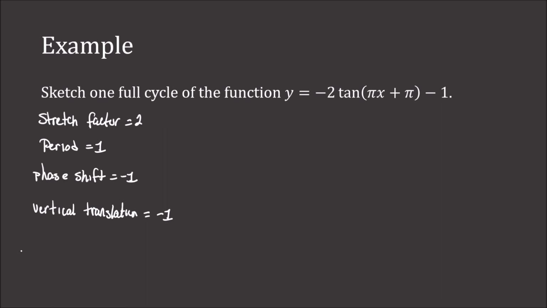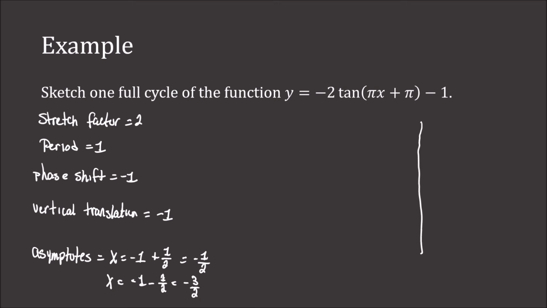So the asymptotes, we will have x is equal to negative 1 plus 1/2. So we get negative 1/2. And then we also have x is equal to negative 1 minus 1/2, which is negative 3/2. Now we only need the two asymptotes because we're only looking at one full rotation. Both of the asymptotes are negative, so we only need the left side of the graph. Let's say this is negative 1/2 here. This would be 1. This will be negative 3/2.